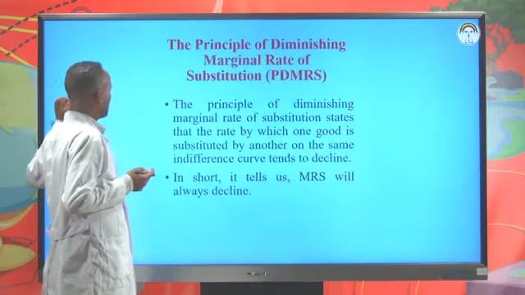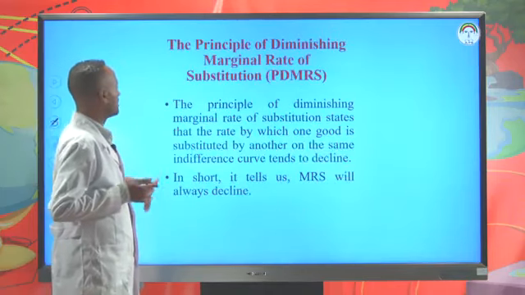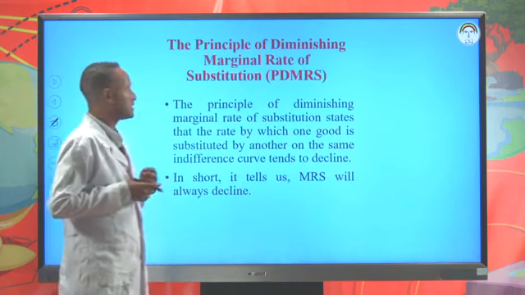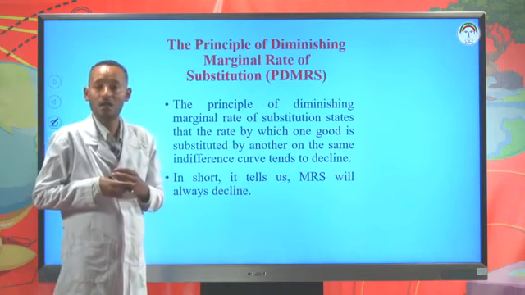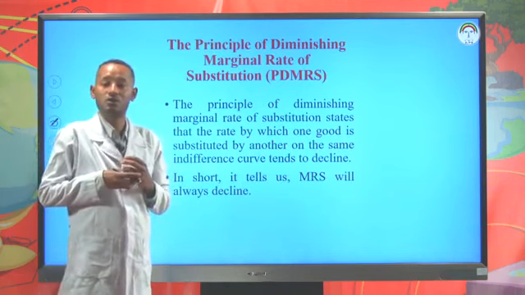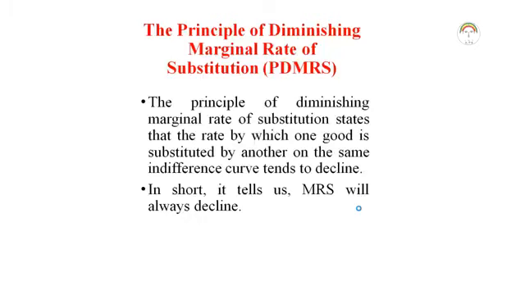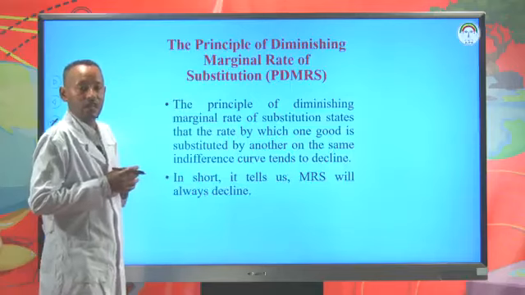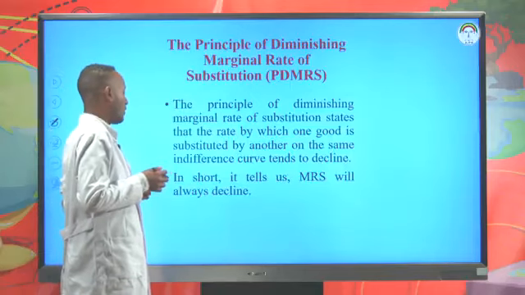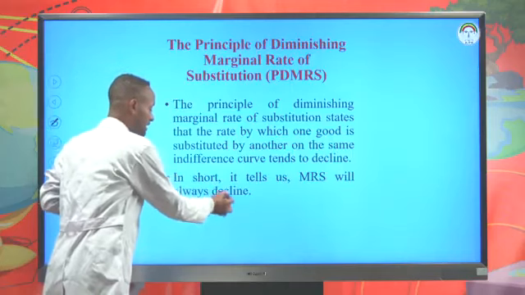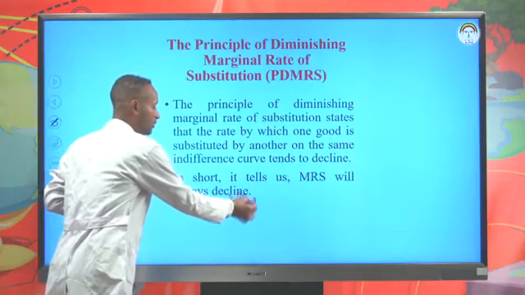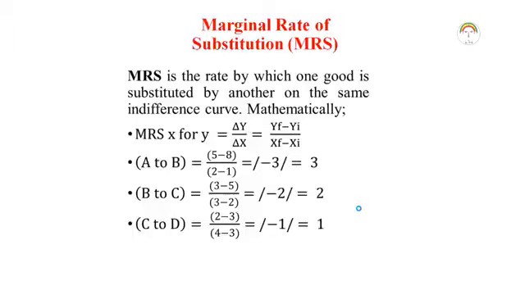So let's see the principle of diminishing marginal rate of substitution. This principle tells us the marginal rate of substitution will always decline. It tells us the rate by which one commodity is substituted for another on the same indifference curve will always decline. In short, it tells us the MRS of a commodity will always decline. Let me show you using an example.